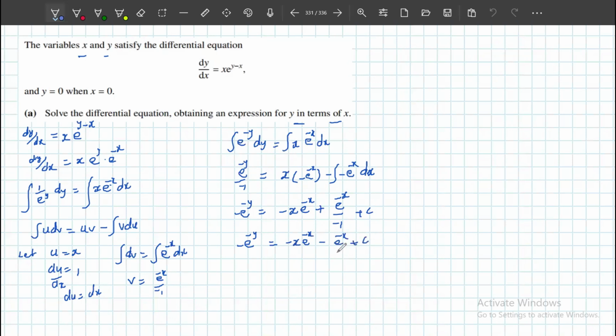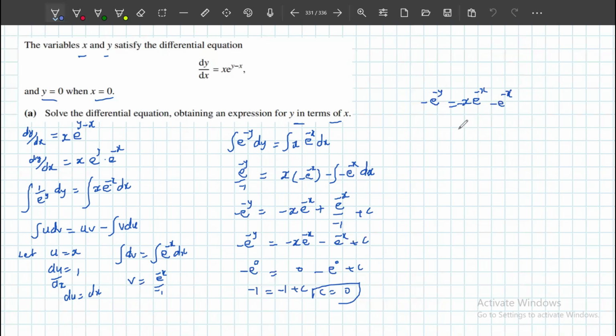Now we will find the value of c by applying y is equal to 0, x is equal to 0. If y is 0, that means e power 0, here 0 minus e power 0, it means minus 1 plus c, that means c is equal to 0. So if we replace back, this gives me minus e power minus y is equal to x e power minus x, this is minus, and then minus e power minus x, c is 0.